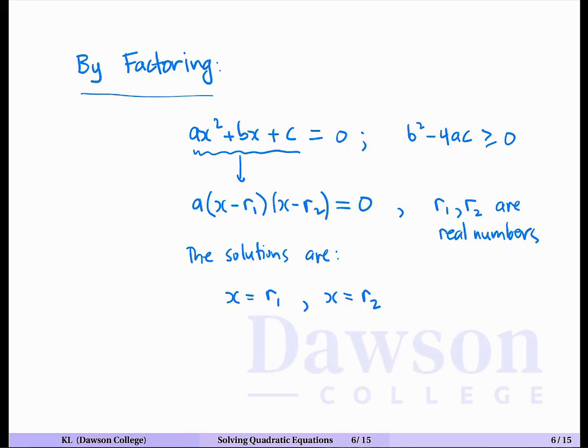So, in general, what I want to say is that if this is easily factorable, you can write it in factored form and you will be able to find the solution easily. Keep in mind that we will be using the zero product property.